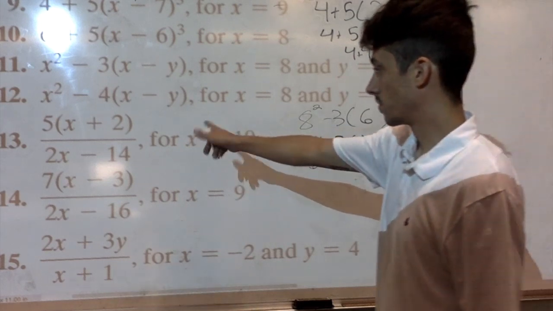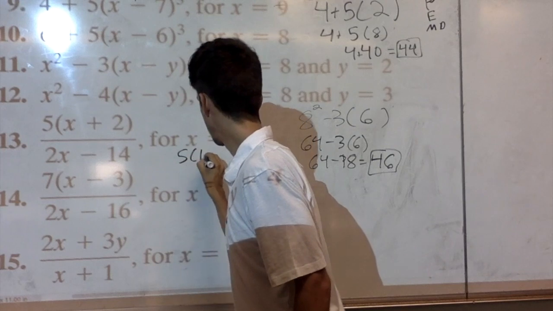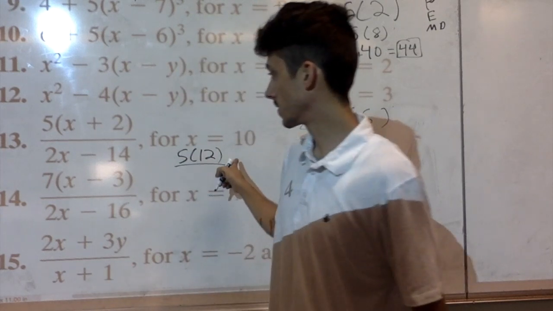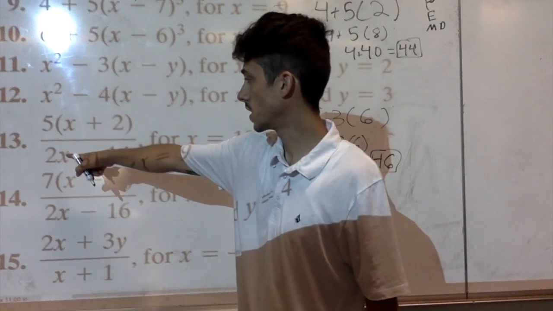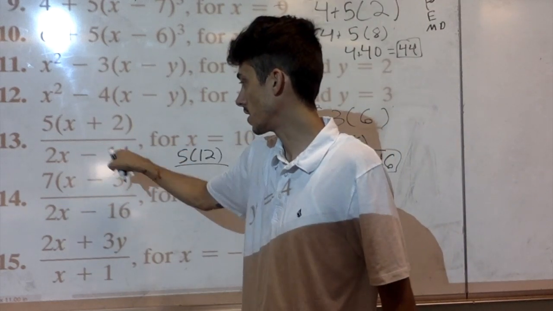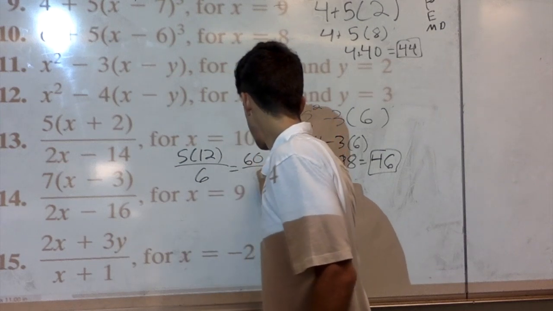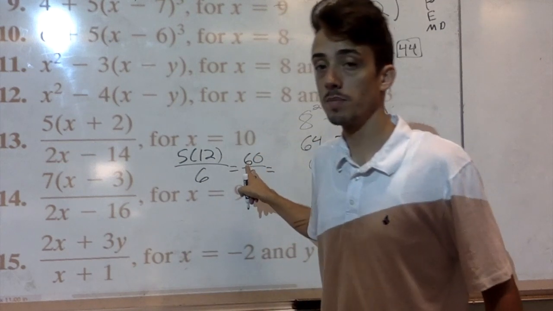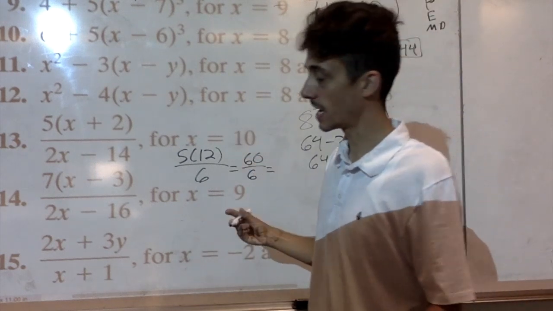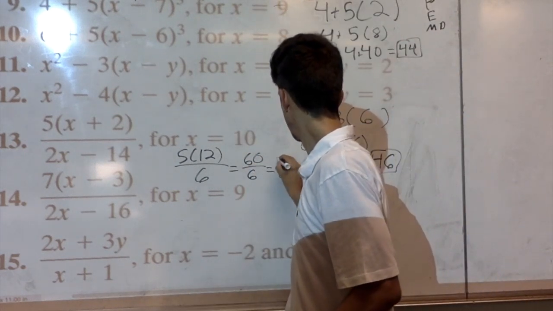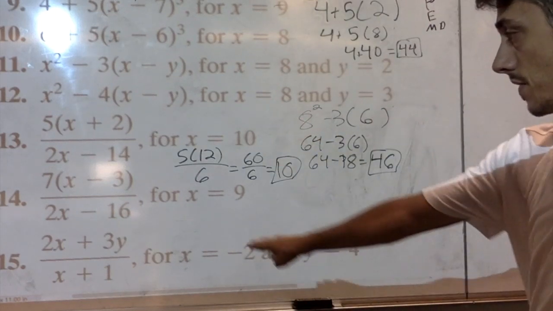For 13, I'll write kind of in here. So let's do 5 times that 12. Notice I'm already evaluating if x was going to be 10. So 2 times that 10 would be 20. 20 minus 14 gets you 6. So this is 60 over 6. But don't stop there. 60 and 6 are both divisible by 6. So you can rewrite this to 10. So that's good.